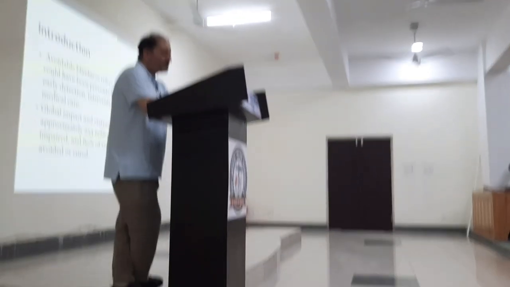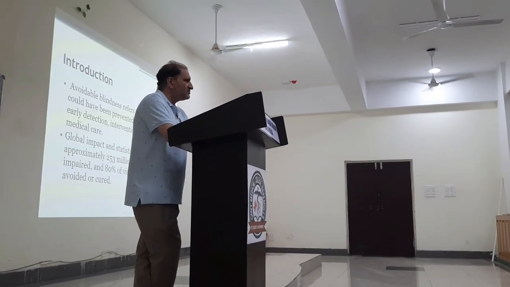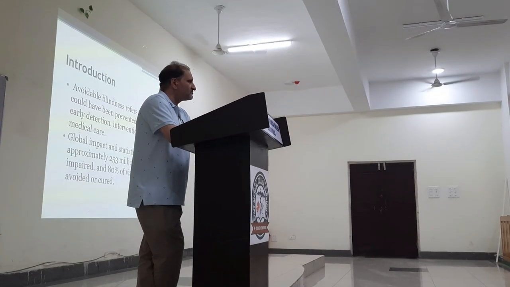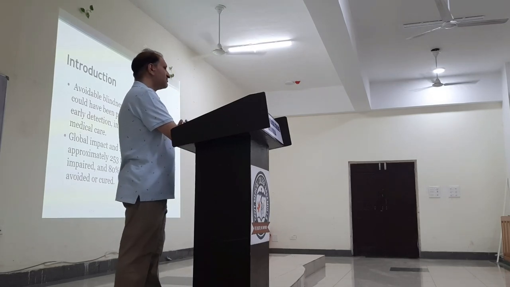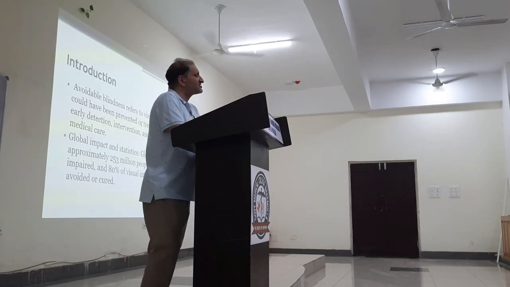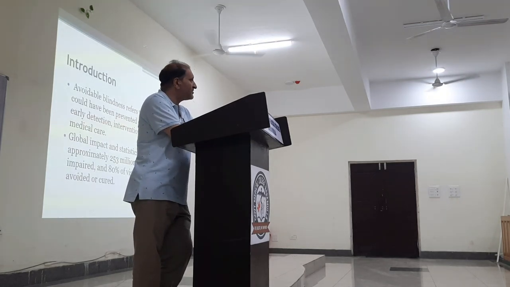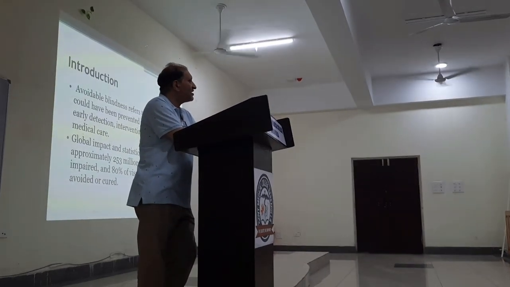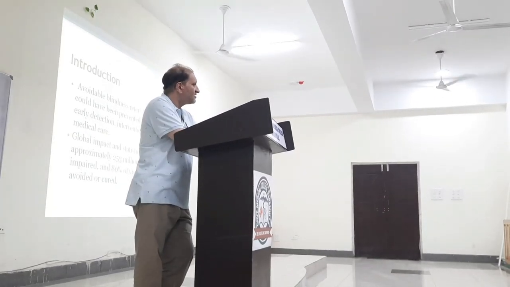So we have so many different problems in the world. Topmost among them, what is avoidable blindness? Avoidable blindness is the vision loss which could have been prevented by treatment, which has happened because of the lack of eye health care or the quality of eye health care.